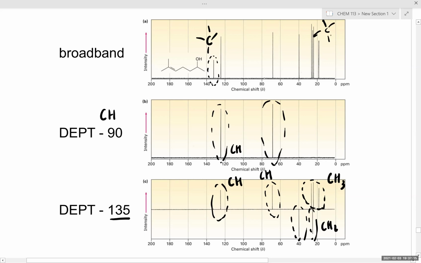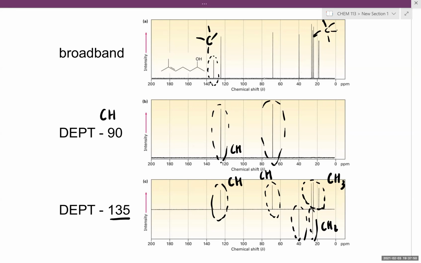And does everyone understand what each of these pulse programs tells us? The DEPT pulse programs allow us to detect carbons based on the number of hydrogens attached. By systematically going through each of these pulse programs, we can differentiate what number of hydrogens are attached to what carbons, and we can use that information in tandem with our chemical shift values to directly assign the identity of each carbon atom in our molecule.